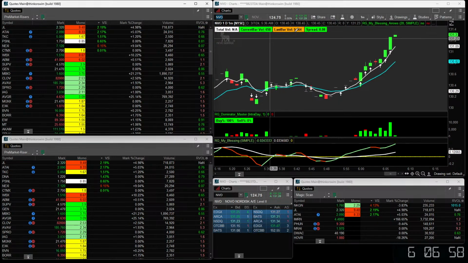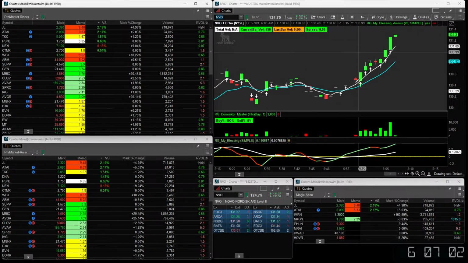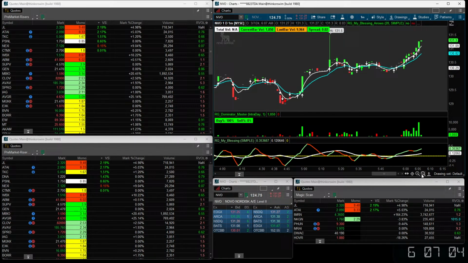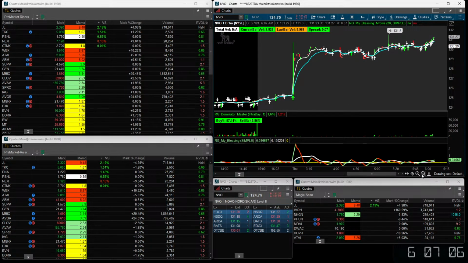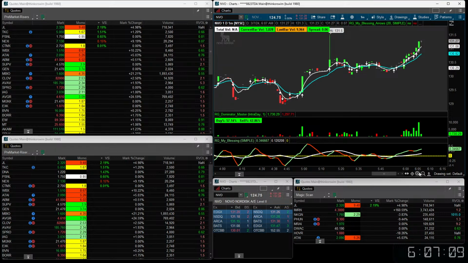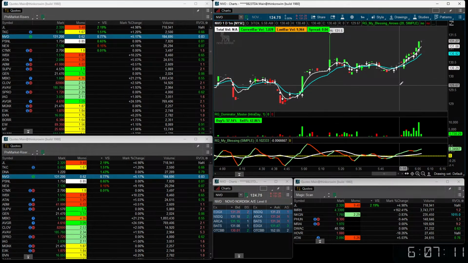NVO, another low volume stock, starting to rise. Let's zoom out a little bit, see what it looks like. Possibility the buyers could come in. Not enough volume to make me pull the trigger.